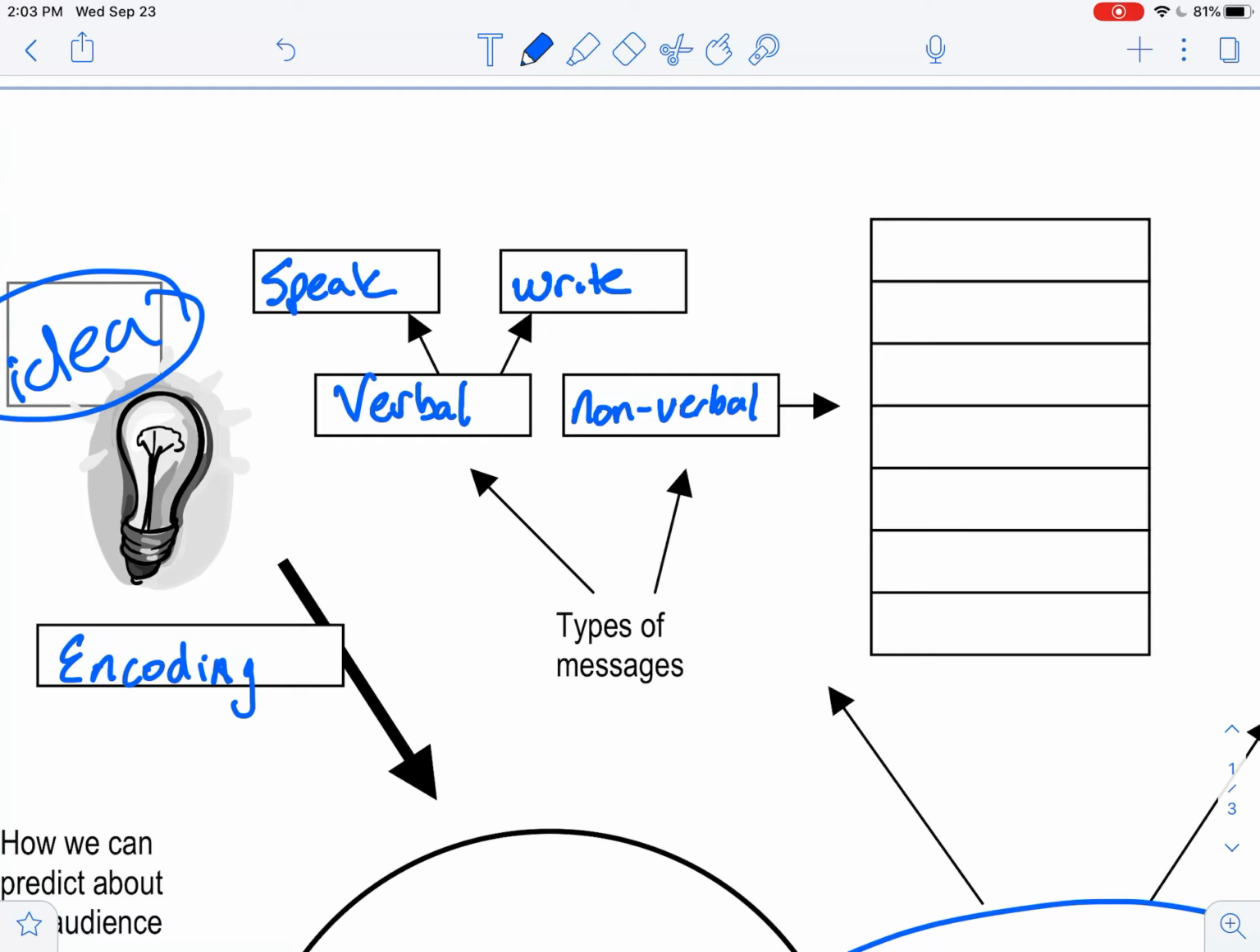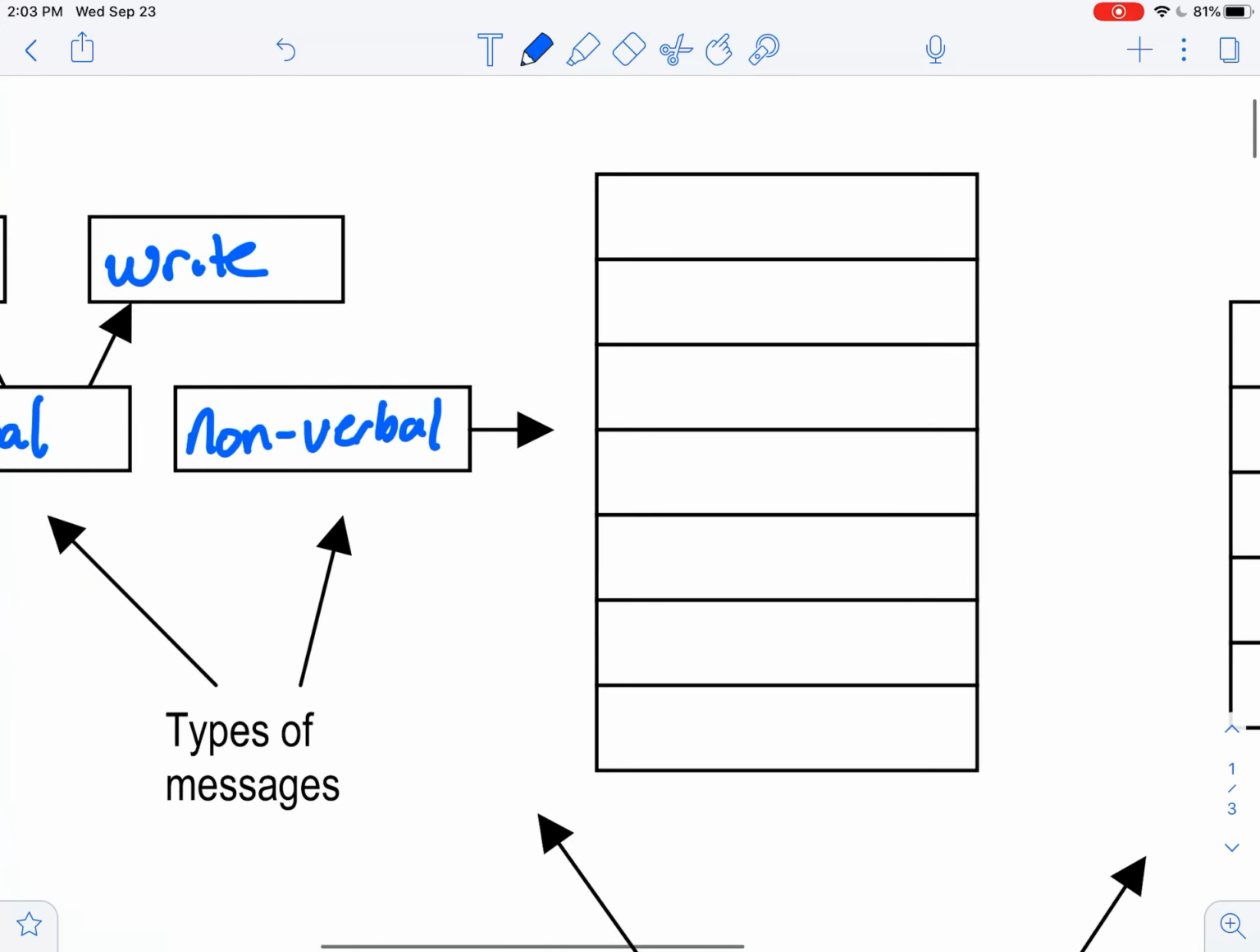How do I send nonverbal messages? What types are those? Well, I have my appearance. This is the way I look. Am I dressed up for success? Am I wearing sweatpants? Do I have my hair cut? Do I have my hair done? Do I have makeup on if you choose to wear makeup? Do I have the things that I need in order to look the way I'm supposed to look in a given situation? That's appearance.